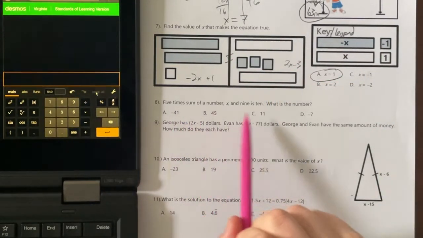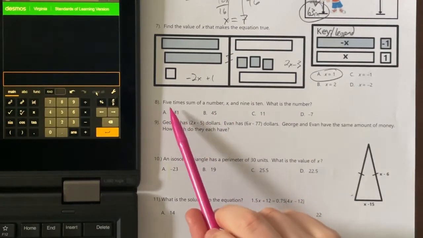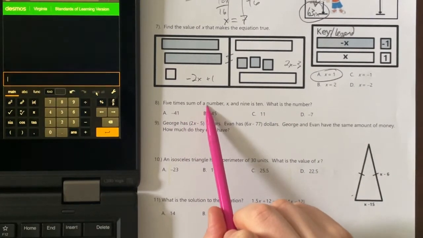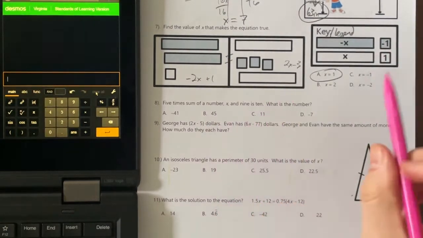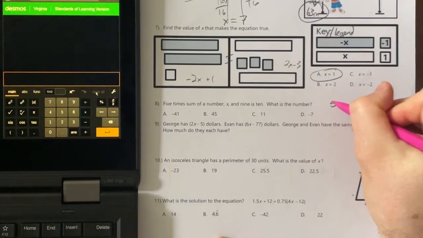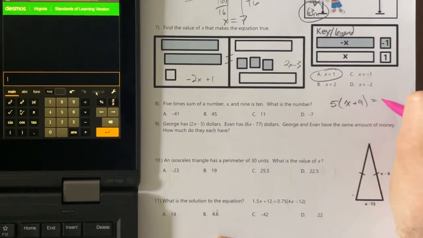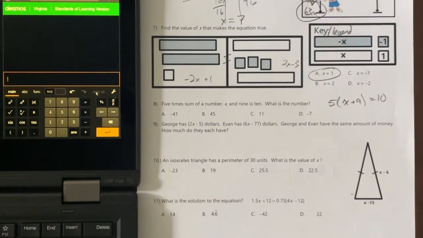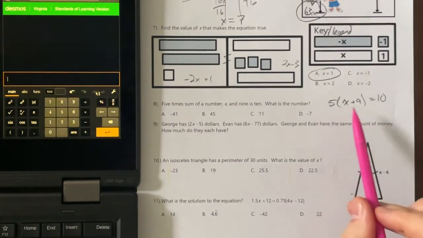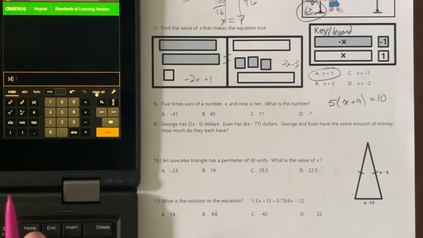For number 8, it gives you a sentence and you're trying to set it up. So it says 5 times the sum of a number, x, and 9 is 10. So 5 times the sum, x and 9, is 10. Make sure I set it up correctly for 8. So what I can do, like I said, I type in my left side of the equation, 5, and then x plus 9. I have my right side, which is 10.